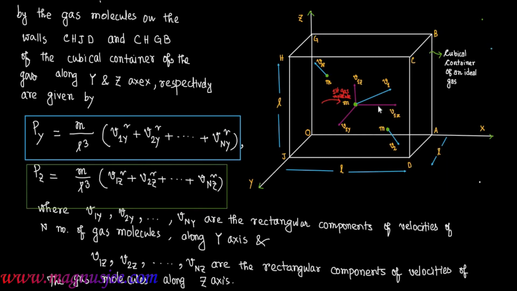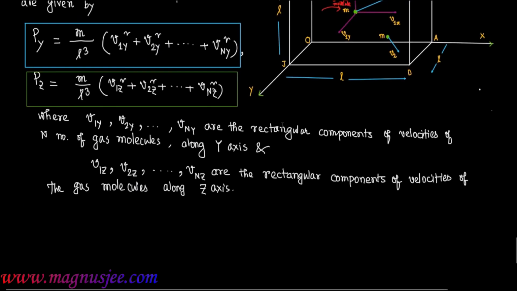Py is equal to m by L cube and Pz is equal to m by L cube under bracket V1z square plus V2z square plus dot dot dot plus Vnz square.